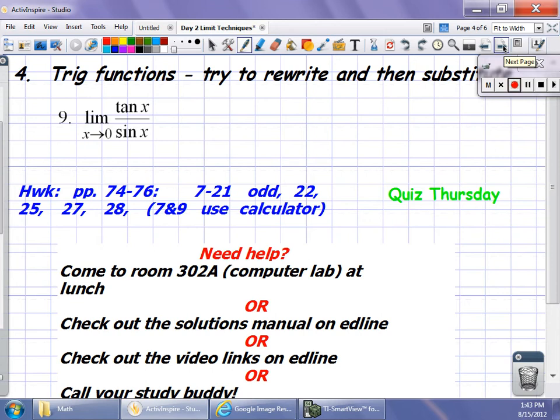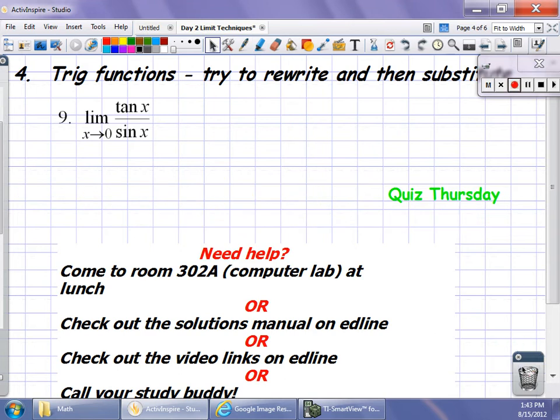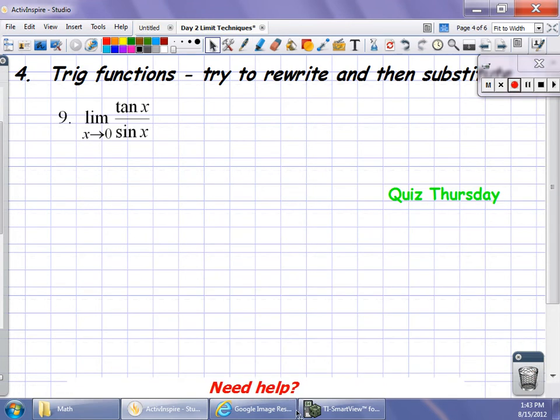You can ignore this homework. This is an old flip chart. In fact, let's just get that out of the way.